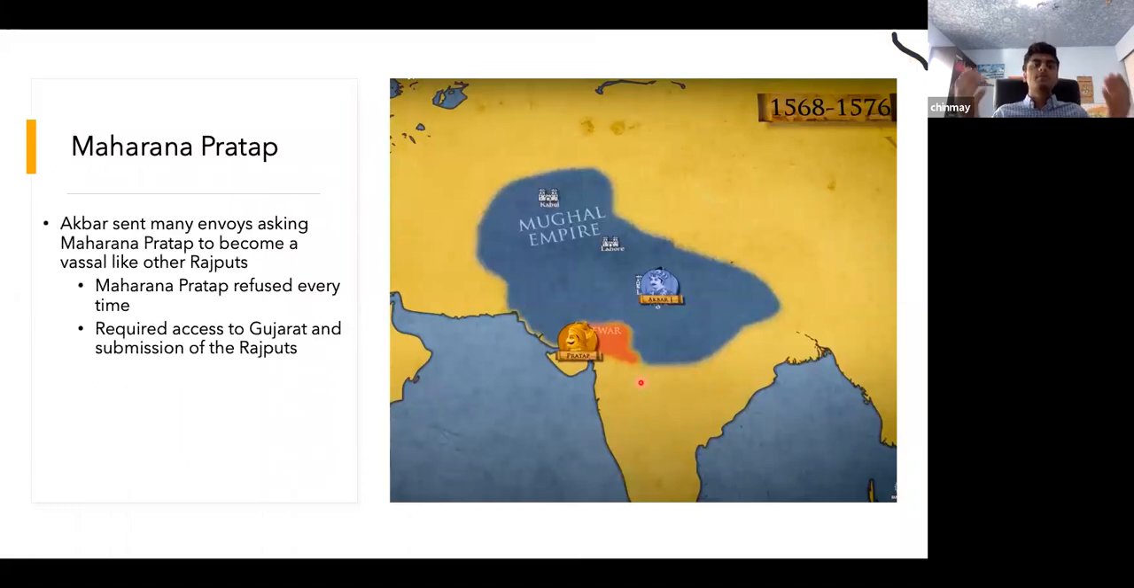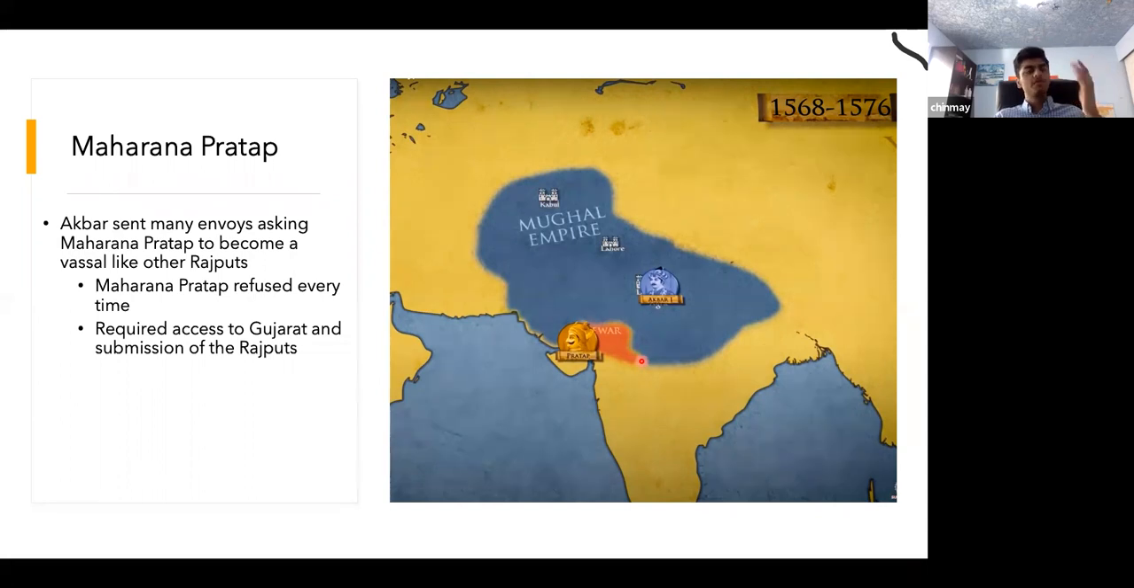So Akbar sent many, many envoys asking Pratap to become a vassal, just like the other Rajputs. If you know, this entire territory was the Rajput chieftains, the Rajput clans, and the Rajput kingdoms. A lot of them had bowed down to the Mughal Empire. This was Mewar. Mewar was also a bit bigger, but they lost a good amount of their eastern territories due to Akbar's invasions.